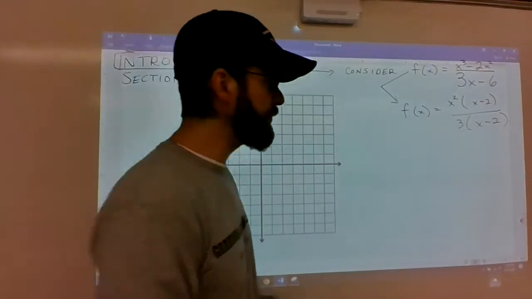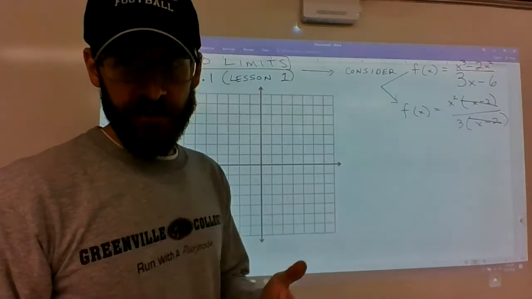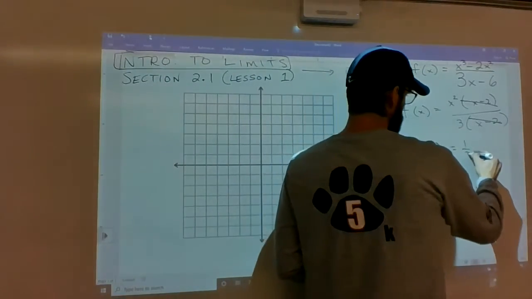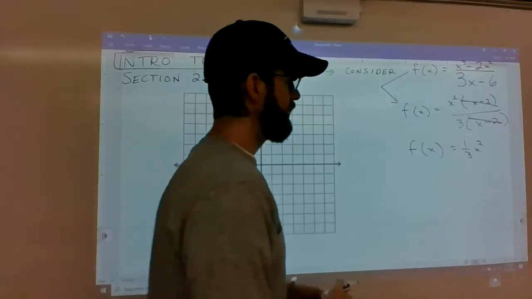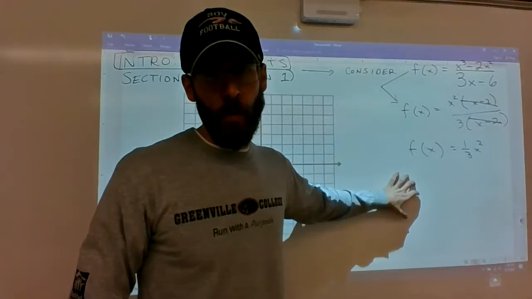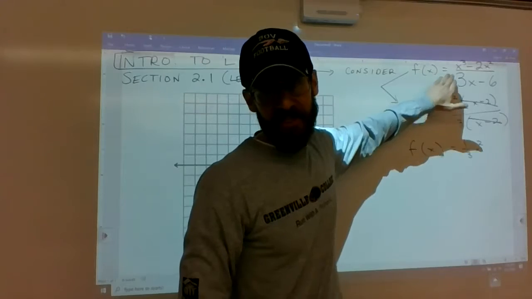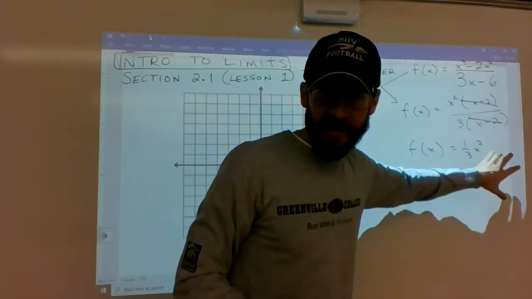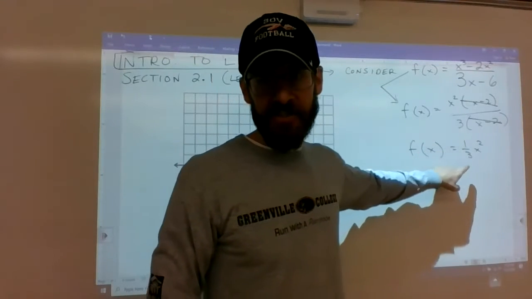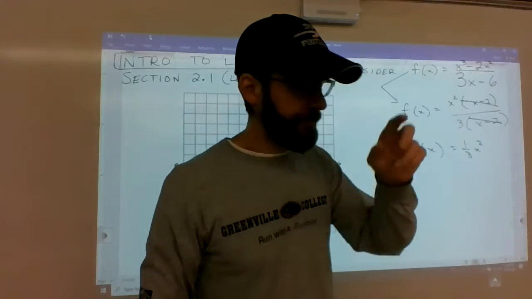The factor x minus 2 on top and bottom basically divide each other out, and you're left with a parabola. So F of x technically doesn't equal 1/3 x squared for all x, but that's what it equals at every single point except one.